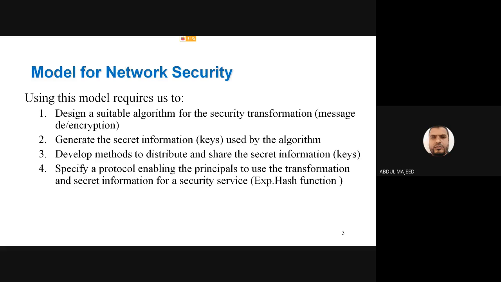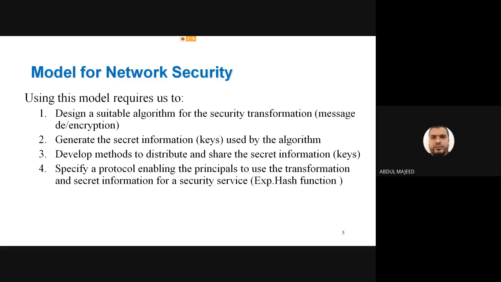Then the third one is this: we have now converted the message to secure messages, but how can we share it, and who is responsible for distributing the key between the sender and receiver? The answer is a third party. So develop methods to distribute and share the secret information keys. That is nothing but some trusted third party, which can distribute or share the secret information between the sender and receiver, or help the sender and receiver share those keys. He will tell one side to use this key, and the other side he will tell to use this key for decryption purposes.